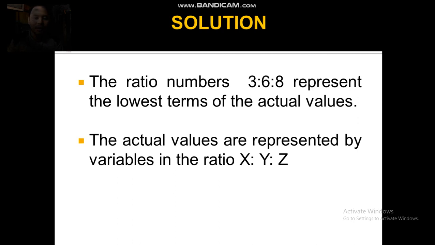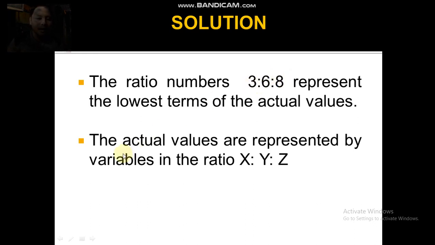So this is my solution. Please take note of these very important statements. The first statement states that the ratio numbers 3, 6, 8 represent the lowest terms of the actual values. Notice that these ratio numbers are relatively prime. They do not have a common divisor.